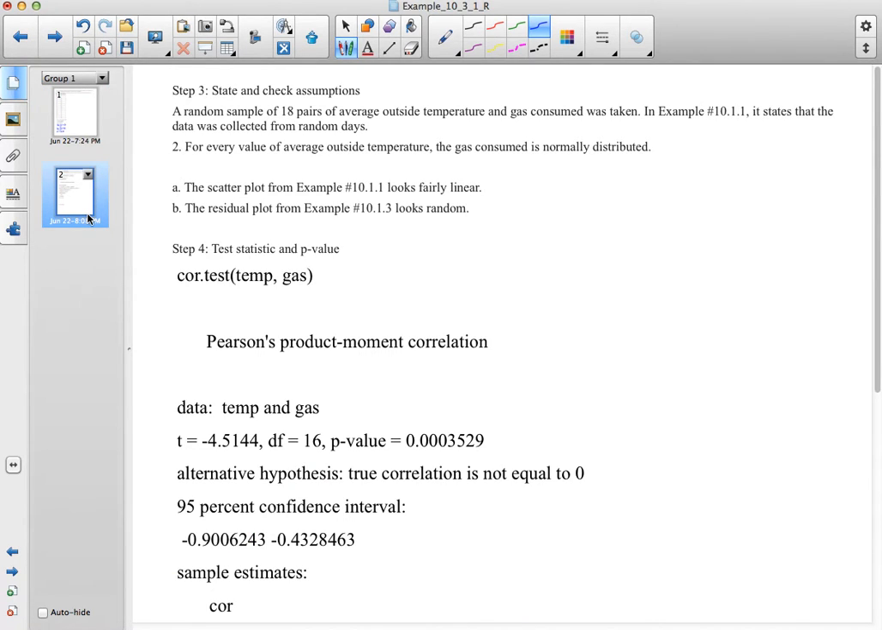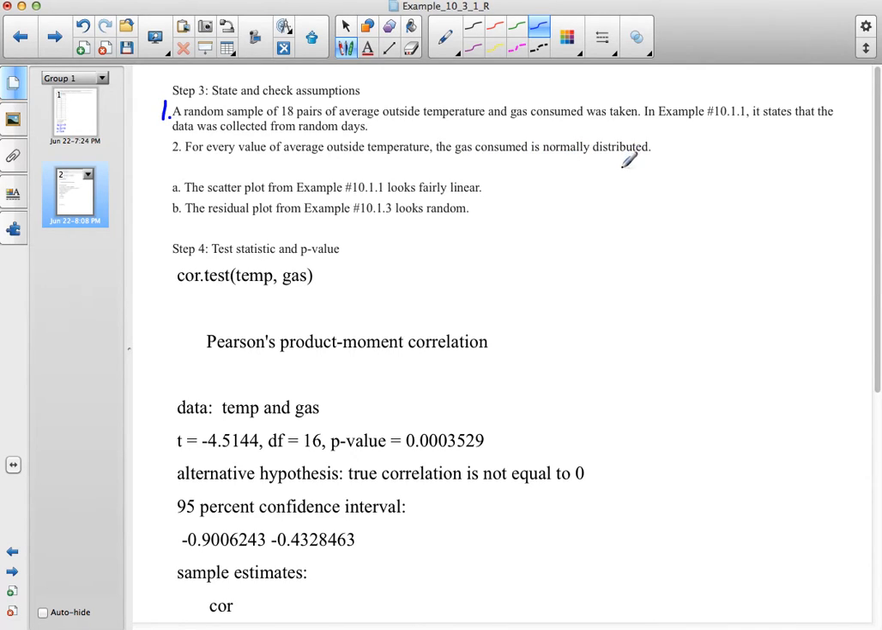The next step of our hypothesis test is to always state and check your assumptions. In this case, our first one is a random sample of 18 pairs of average outside temperatures and gas was taken. So that's the stating of the assumption. In example 10.1.1, we actually did state that the data was collected from random days. So we do in fact know that we have a random sample.